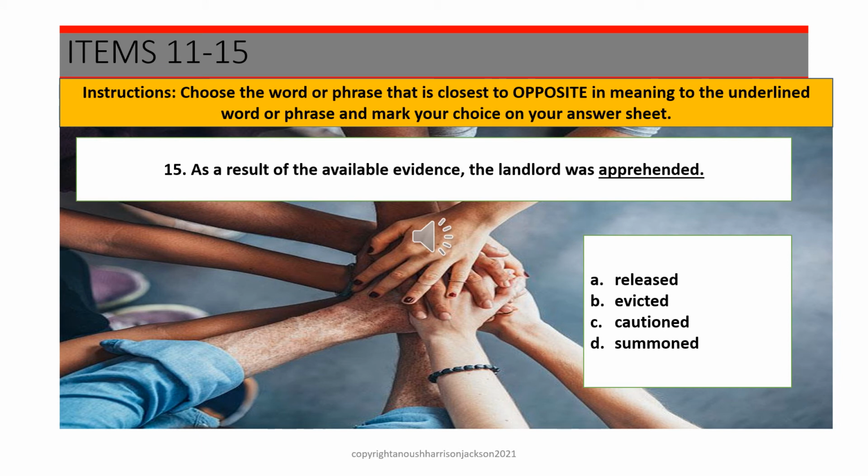Question 15 reads, as a result of the available evidence, the landlord was apprehended. Is it A, released, B, evicted, C, cautioned, or D, summoned?